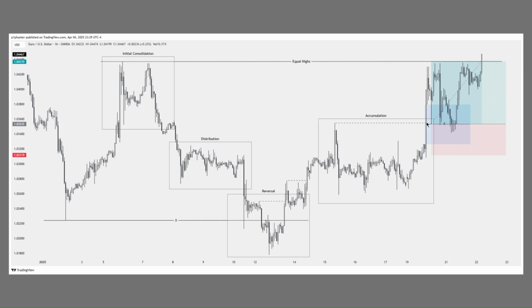Here we sweep these weak lows and close well and truly above these Asian lows, finding support at the exact 50% encroachment level of this fair value gap. And here we targeted the initial consolidation, aiming for a simple 1:2 ratio trade.